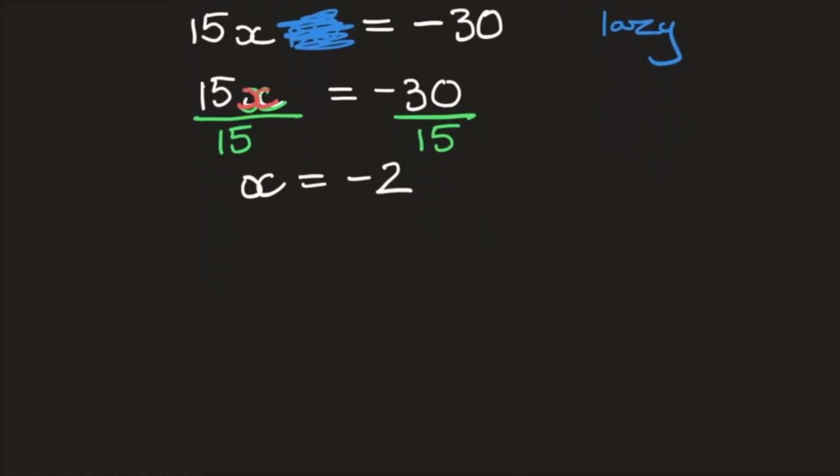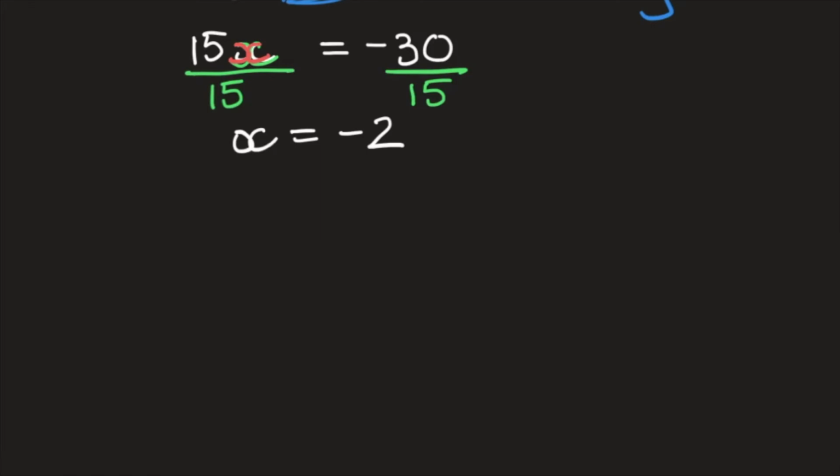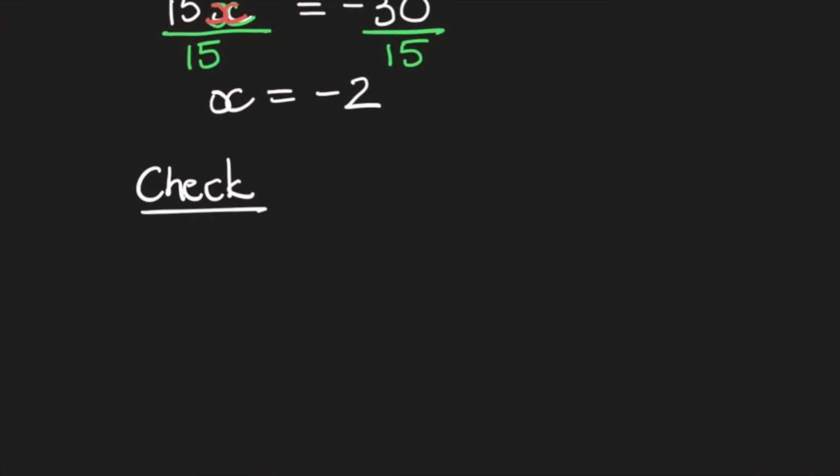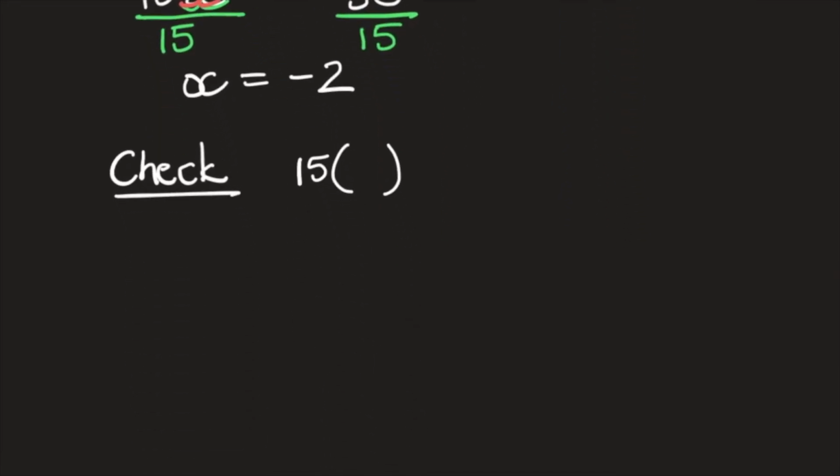Okay, so the question you're asking yourself is, why must I check this? Checking is important, especially when you get to the more difficult problems. The way we check it is we substitute in. It was 15 times x, and let's just go and look: 15 times x plus 6 is equal to -24. So here's what we do.